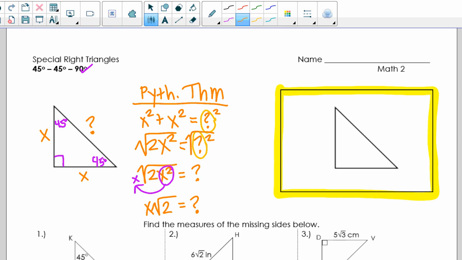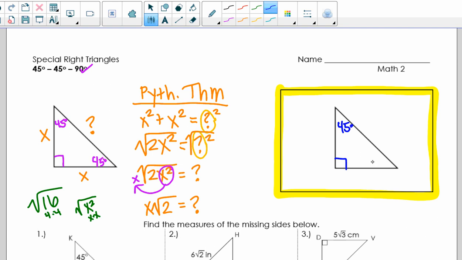If you have any trouble seeing this x squared coming out, remember when we have something like the square root of 16, the 16 comes out as a 4 because that's 4 times 4. So the 4 comes out. If you have the square root of x squared, that's x times x, which is why the x is coming out. So if you look in this box, this is a 45, 45, 90.